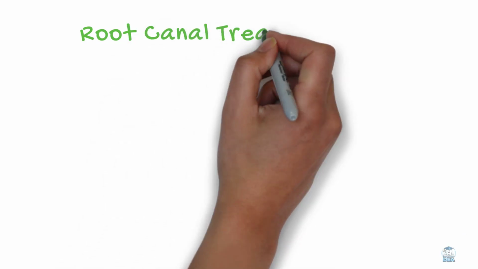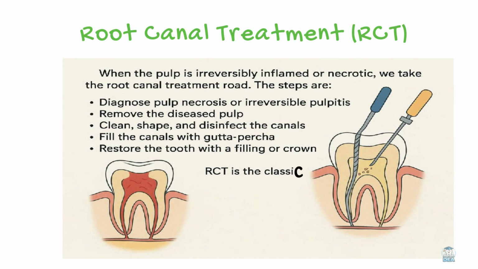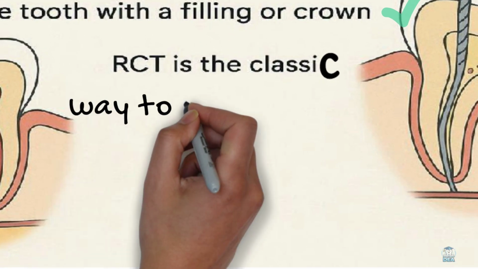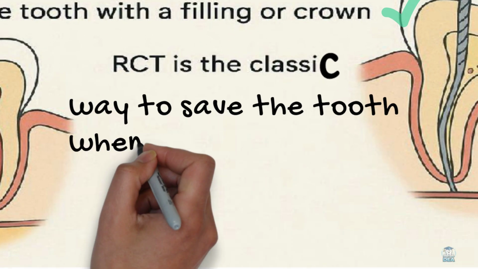Root canal treatment. When the pulp is irreversibly inflamed or necrotic, we take the RCT road. Steps include diagnosing pulp necrosis, removing the diseased pulp, cleaning, shaping, and disinfecting canals, filling the canals with gutta percha, restoring the tooth with a crown or filling. RCT is the classic way to save a tooth when pulp can't heal.